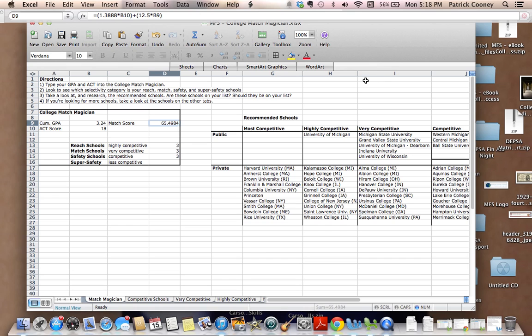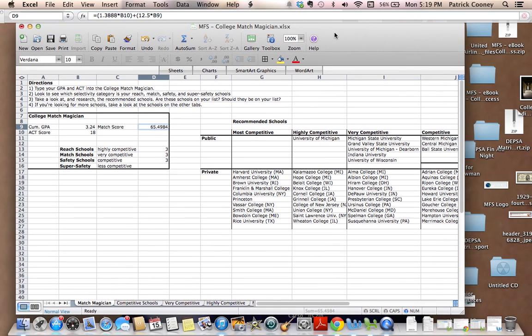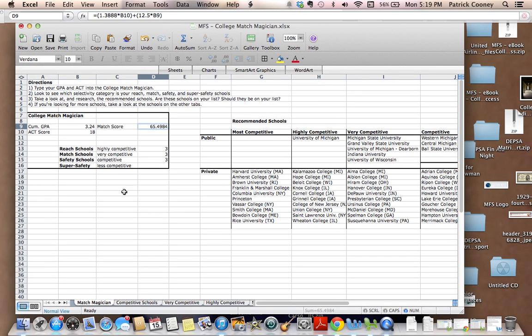The College Match Magician is a tool that is designed to take the thousands of schools from across the country and narrow them down to a set of 30 or 40 for our students to have a serious look at. It does this by taking the student's GPA and ACT score and then generating the proper Barron's selectivity category for their match, reach, and safety schools. And I think this is a pretty cool tool, although it may need a different name.